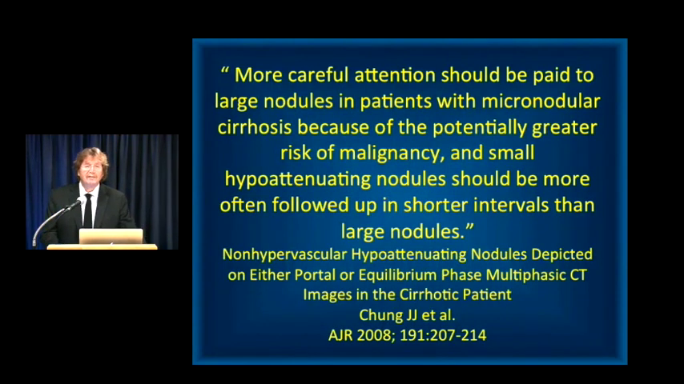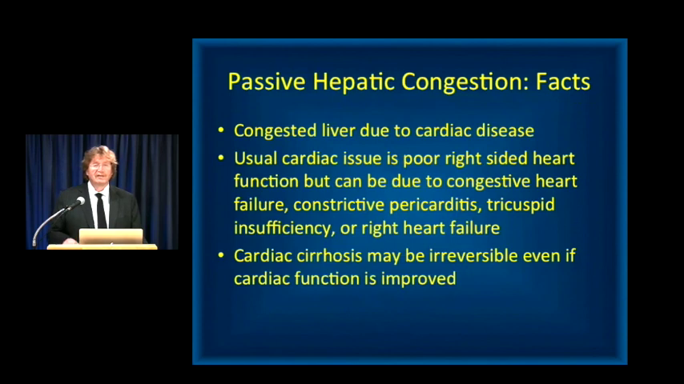A couple articles about this. Careful attention should be paid to large nodules in patients with micronodular cirrhosis because of the risk of malignancy, and small hypoattenuating nodules should be more often followed up in shorter intervals than large nodules. So again, it's a difficult problem, this regenerating nodule. Sometimes MR is helpful. Again, usually it's just simply following the patients or having a high suspicion. And when you see multiple lesions that look the same, again, that change in size, I think it's a really good diagnosis of regenerating nodules.